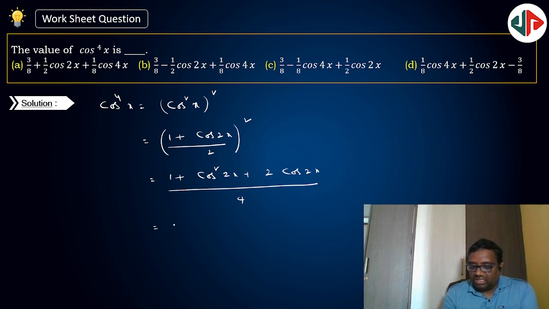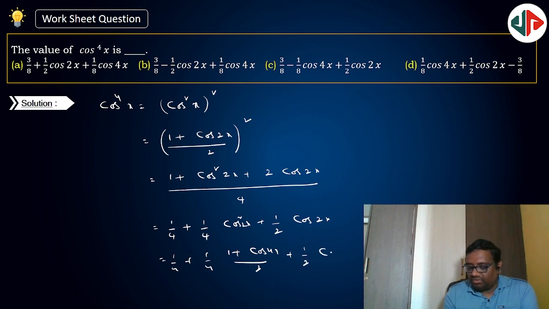So this value is nothing but 1 by 4 plus 1 by 4 into cos square 2x plus 1 by 2 into cos 2x. Again, cos square 2x we can rewrite as (1 plus cos of 4x) by 2, plus 1 by 2 times cos 2x. So your answer is 1 by 4 plus 1 by 8 plus 1 by 8 cos of 4x plus 1 by 2 times cos of 2x.